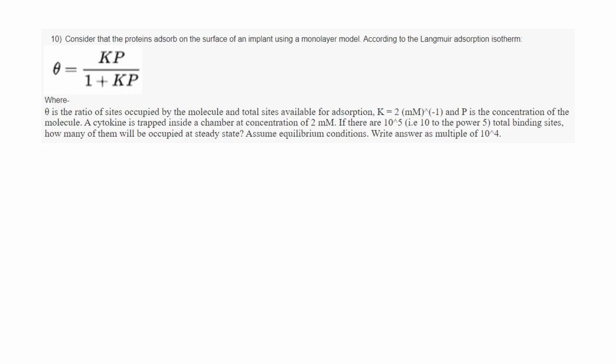So this is a numerical. Consider that the proteins adsorbed on the surface of an implant using a monolayer model according to Langmuir adsorption isotherm. This is the formula where theta is the ratio of sites occupied by the molecule versus the total sites available for adsorption. K is 2 per millimolar and P is the concentration of the molecule. A cytokine is trapped inside a chamber at a concentration of 2 millimolar. If there are 10^5 total binding sites, how many of them will be occupied at steady state? We have to assume equilibrium conditions and write our answer in a multiple of 10^4. So your answer will be just one numerical digit.